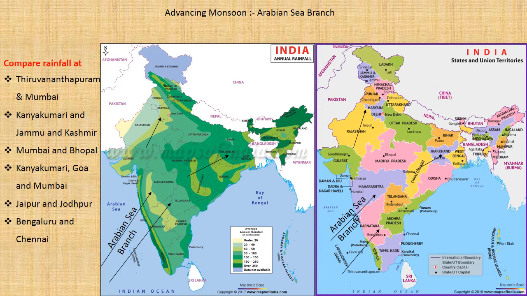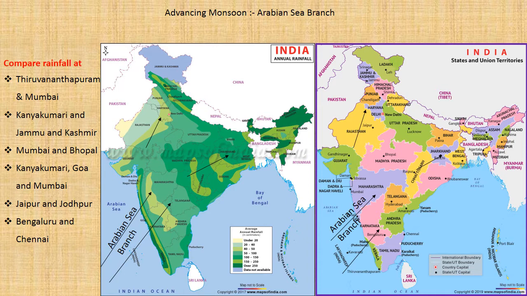100 to 150 centimeters is again indicated by a light green color, and so on. If you look at the key, we have the rainfall received between 50 to 100 centimeters, 40 to 50 centimeters, and 20 to 40 centimeters, and under 20 centimeters also. So if you look at this map, Jammu and Kashmir receives very low rainfall as it's in the northern part of our country. But if you look at the southern part of our country, Kerala receives very heavy rainfall.